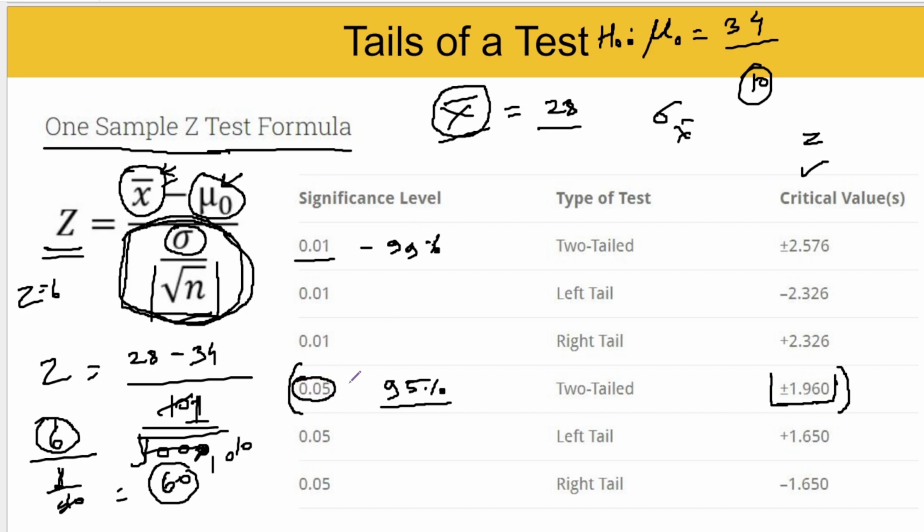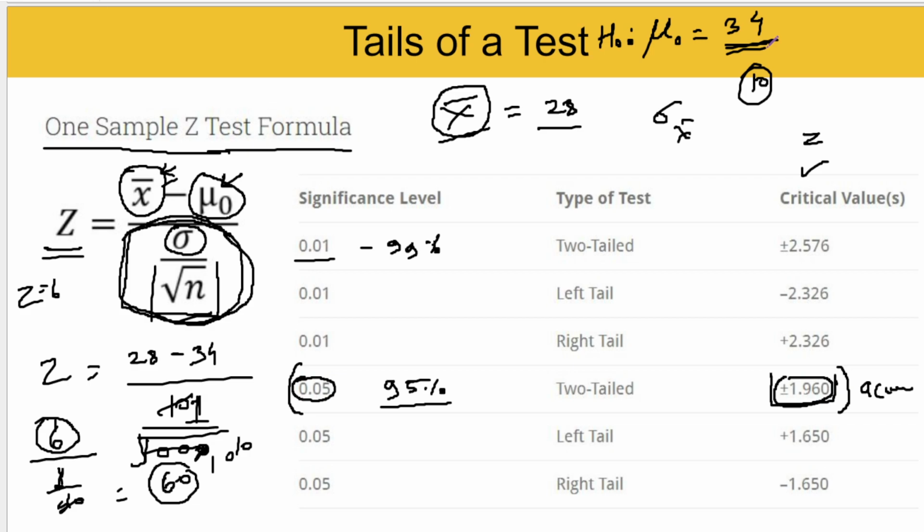What is my critical value? It is plus or minus 1.96, but here I am getting 6, right? So it is far greater than our critical value. That's why we will not be able to accept the null hypothesis, and we will reject the null hypothesis that our mean is 34. Got my point?